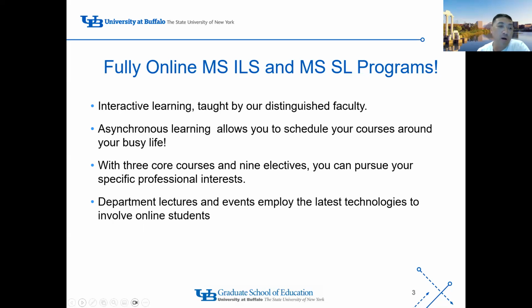Our curriculum for the MS program consists of 3 core courses and 9 electives, in total 36 credit hours. By completing these 36 credit hours, you fulfill the degree requirements to graduate. We also provide departmental lectures and various events that use the latest technology, so that our online students can really take advantage of them. Next, please.